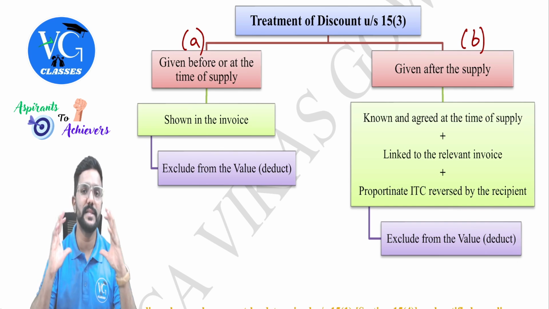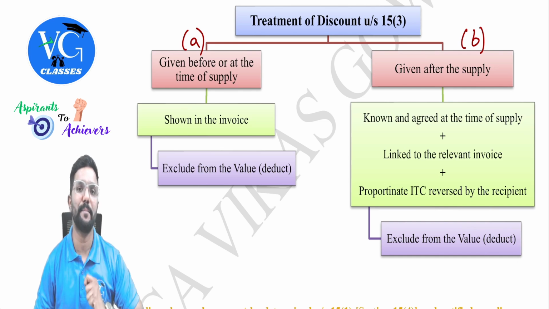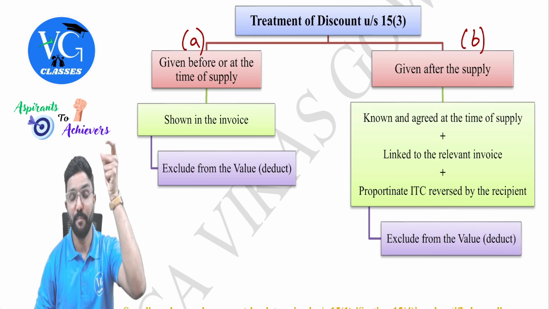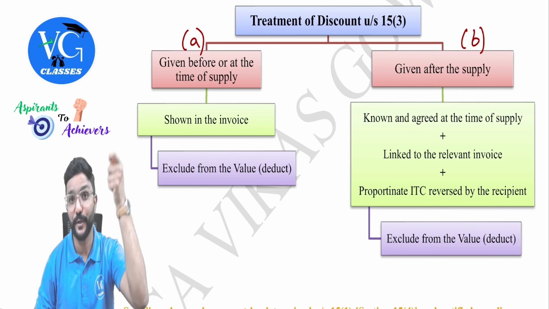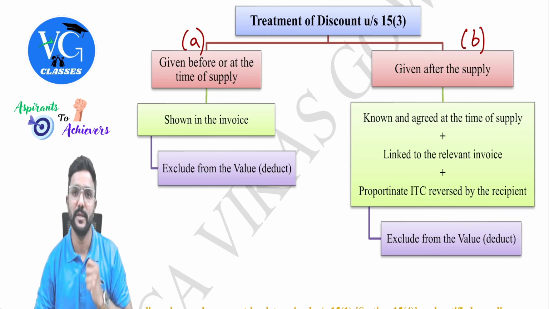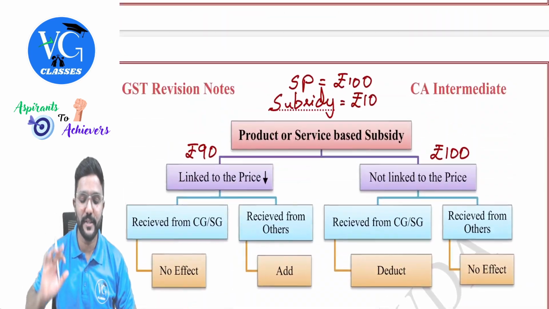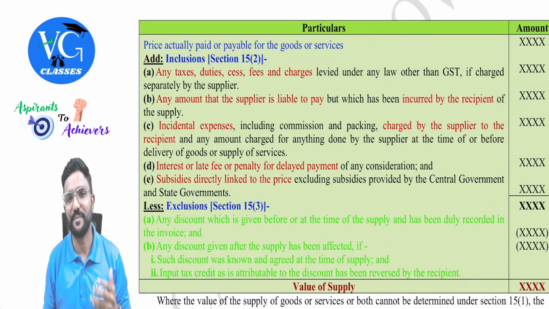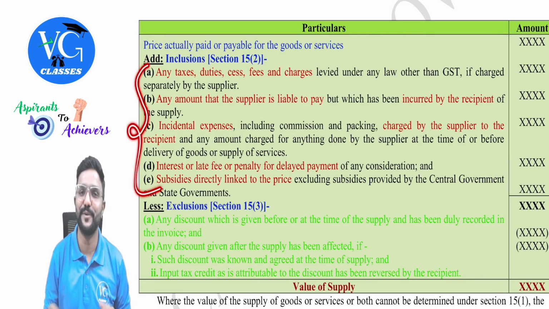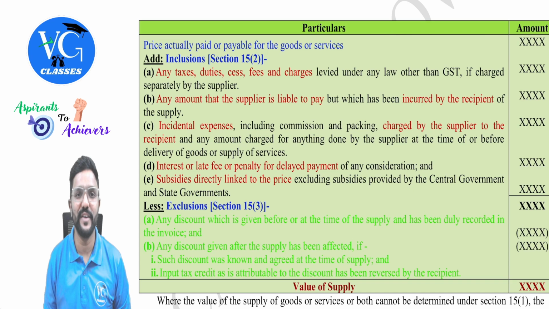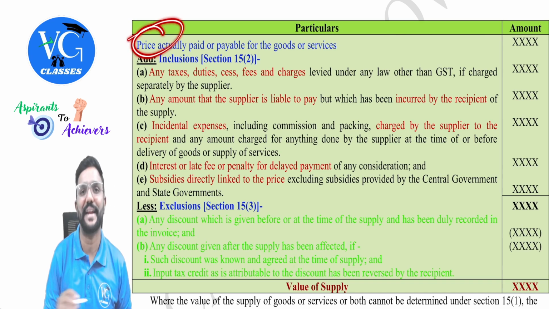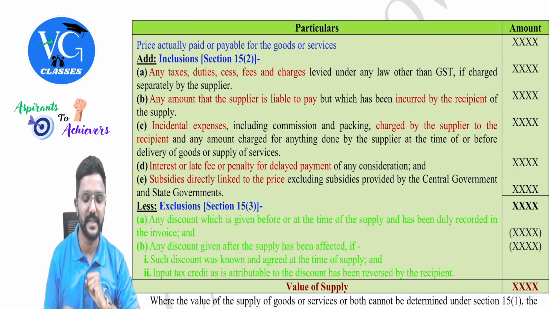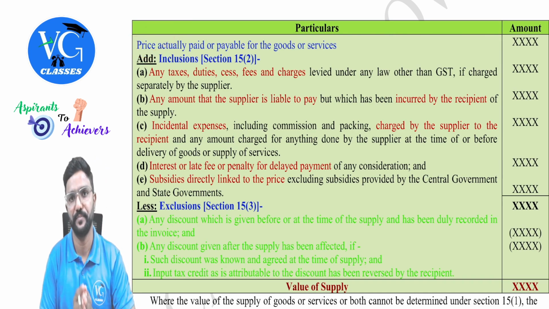And sometimes in the question, discount will be given as a percentage. That percentage has to be applied on the price, the price which you will take as a base figure to compute the value of supply. Sir, should we apply discount percentage on these inclusion amounts and all? No. Because the supplier cannot give discounts on these amounts, guys. If at all he is offering any discount, it will be on the price. So if discount is given as a percentage, please apply that percentage on this price, people.